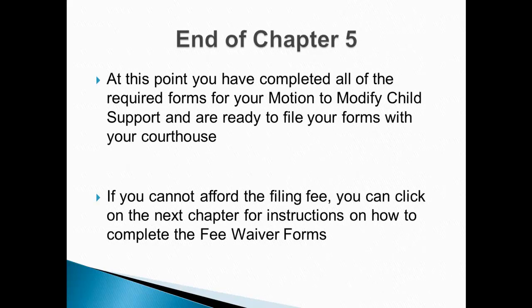This is the end of Chapter 5. At this point, you have completed all of the required forms for your motion to modify child support and are ready to file your forms at the courthouse. If you cannot afford the filing fee, you can click on Chapter 6 to learn how to complete the fee waiver forms.